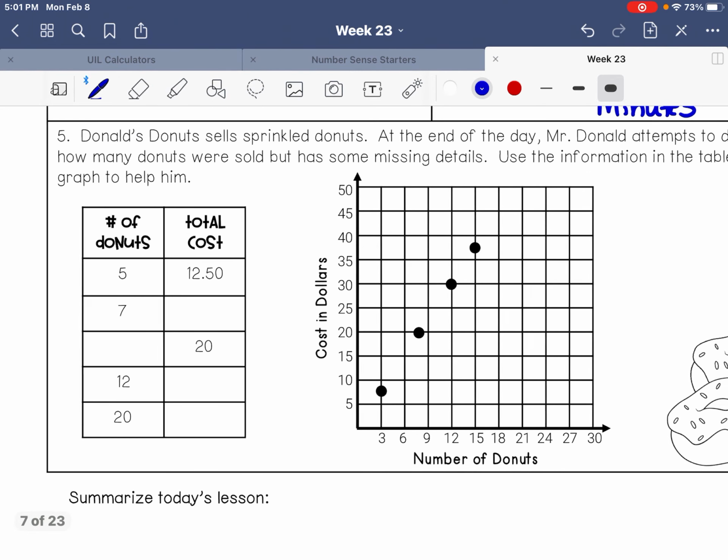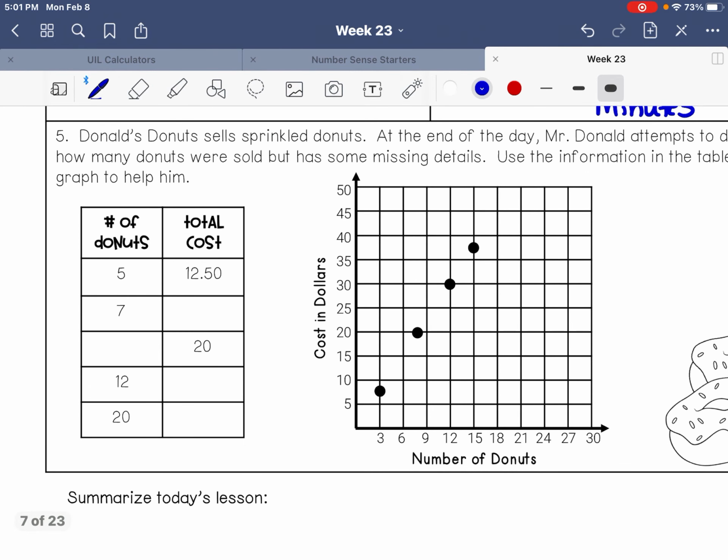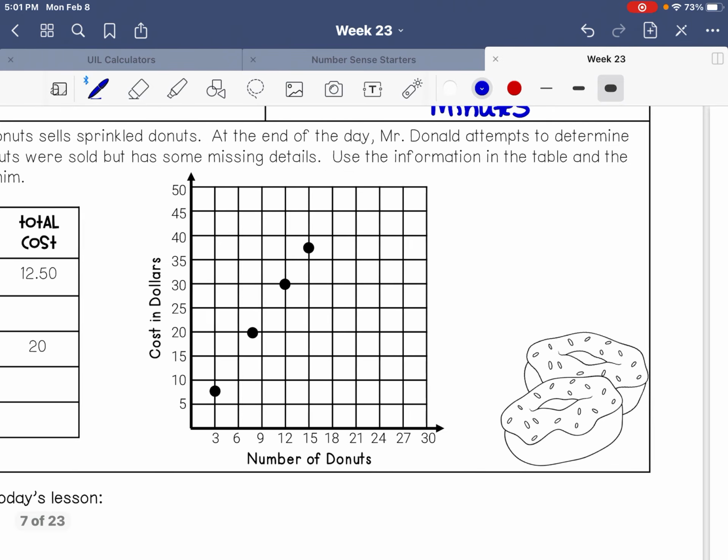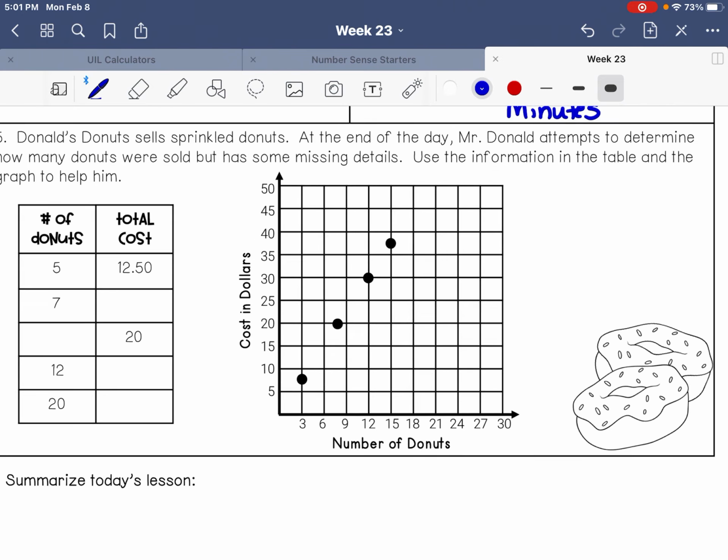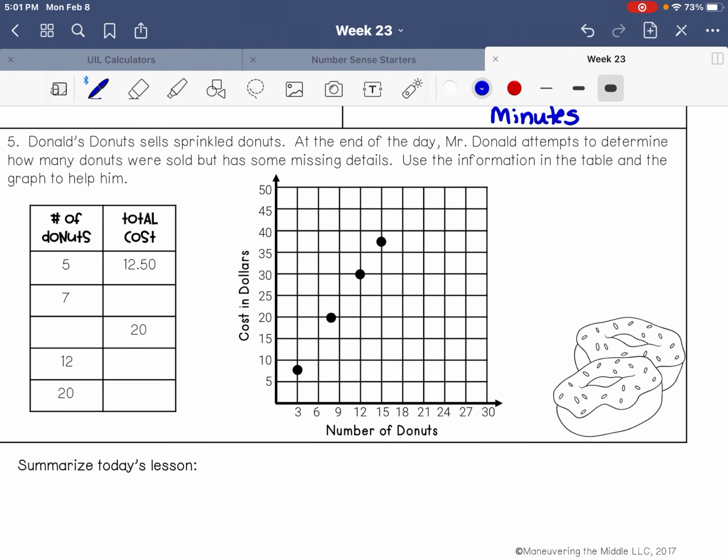Last one is about donuts. Donald's Donuts sells sprinkled donuts. At the end of the day, Mr. Donald attempts to determine how many donuts were sold, but has some missing details. Use the information in the table and the graph to help him. Now, this graph doesn't have a lot of information on it, but it does show us that this is the number of donuts on the X, and this is the cost in dollars on the Y.